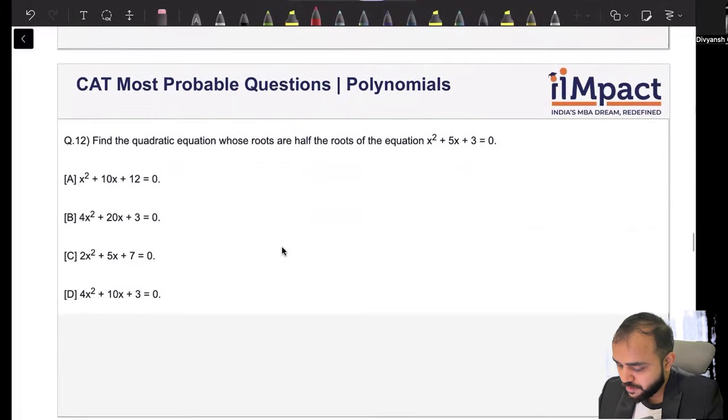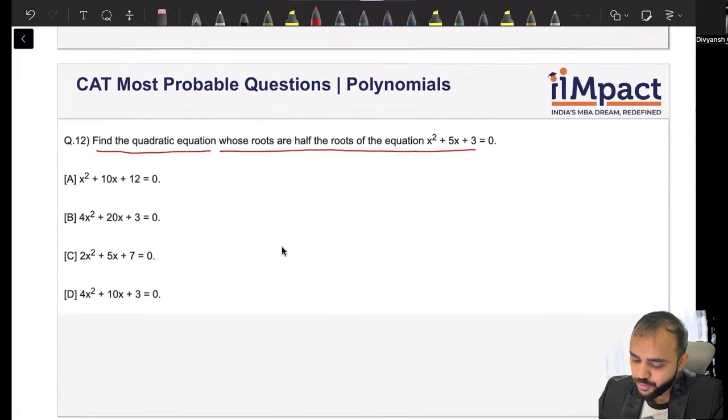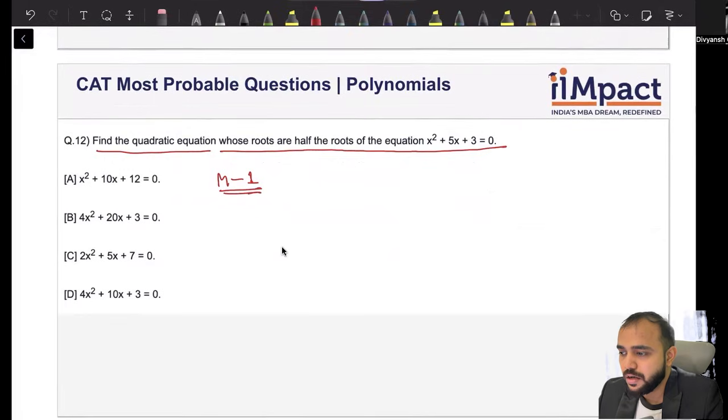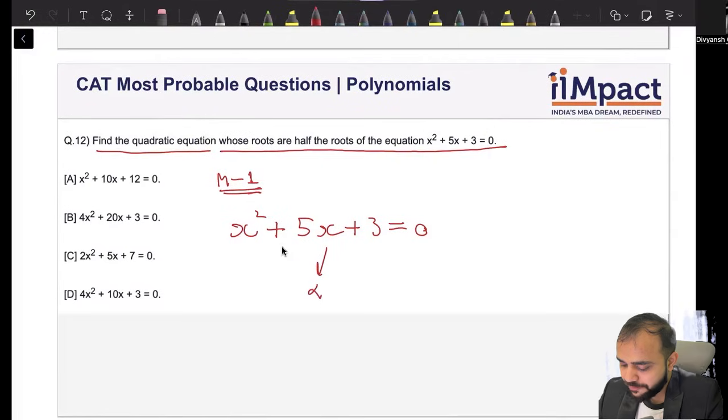Moving on. Find the quadratic equation whose roots are half the roots of the equation x square plus 5x plus 3. So there are two methods to this. Method 1, which is recommended, slightly risky, is you have this quadratic given to you: x square plus 5x plus 3 is equal to 0. Now the roots of this quadratic equation are alpha and beta. What should I replace x with so that the roots become alpha by 2 and beta by 2?